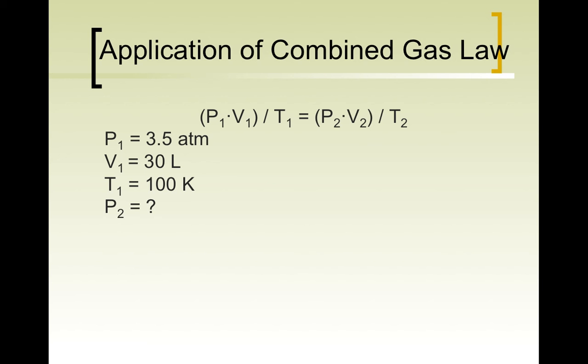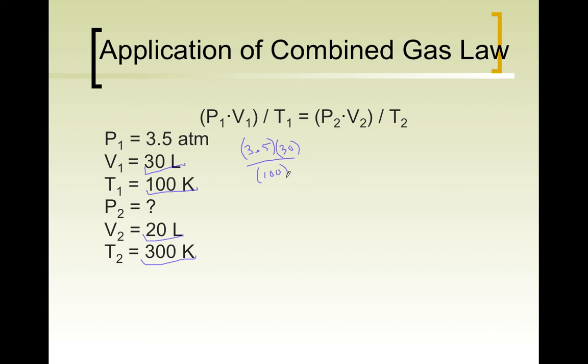So as I look at this, I can see I have a different number of liters once and twice, and I had a different number for my temperature in Kelvin from 100 to 300. So I'm just changing these and adjusting, and then I would just add in my numbers. So P1, 3.5, and you've got to be careful with your algebra on these ones so that you don't make any errors. And V1 is 30 over T1, which is 100.